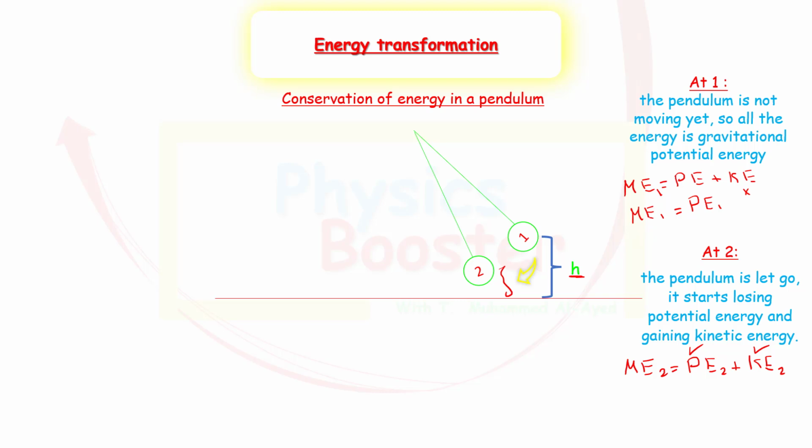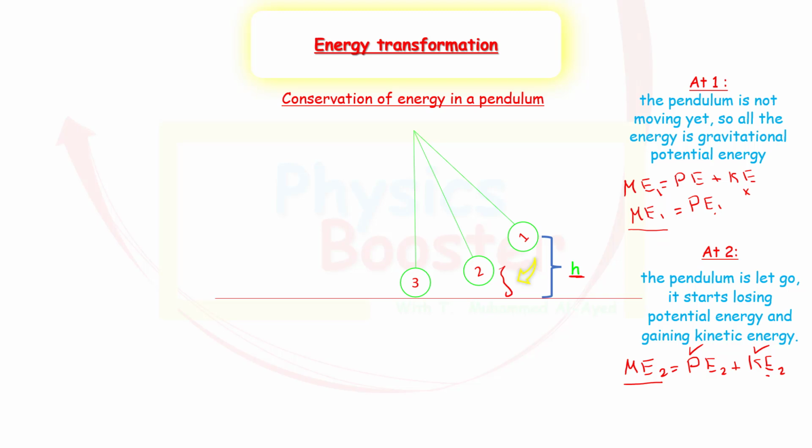Now, the law of conservation of energy says that mechanical energy is conserved, which means that the mechanical energy at location 1 is going to be equal to the mechanical energy at location 2. In other words, part of this potential energy is going to be transformed into kinetic energy. So we will have less potential energy and we will start gaining kinetic energy.